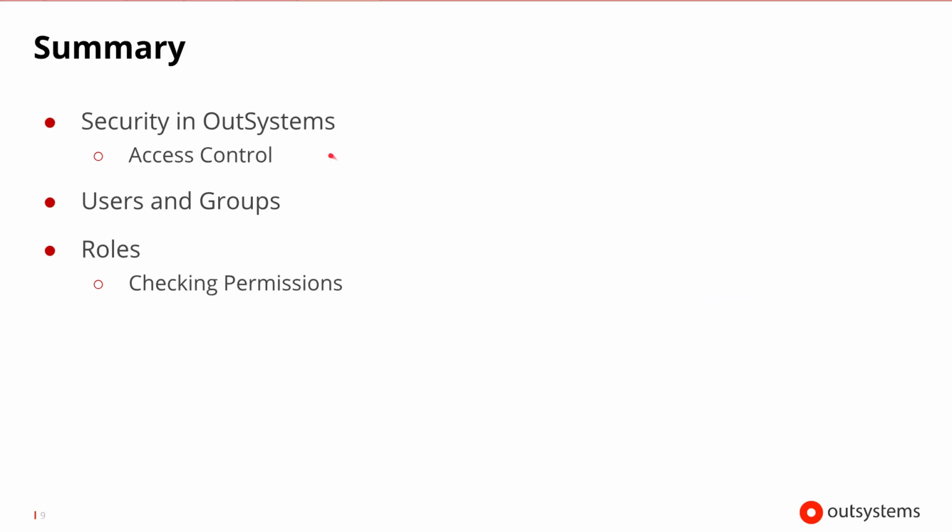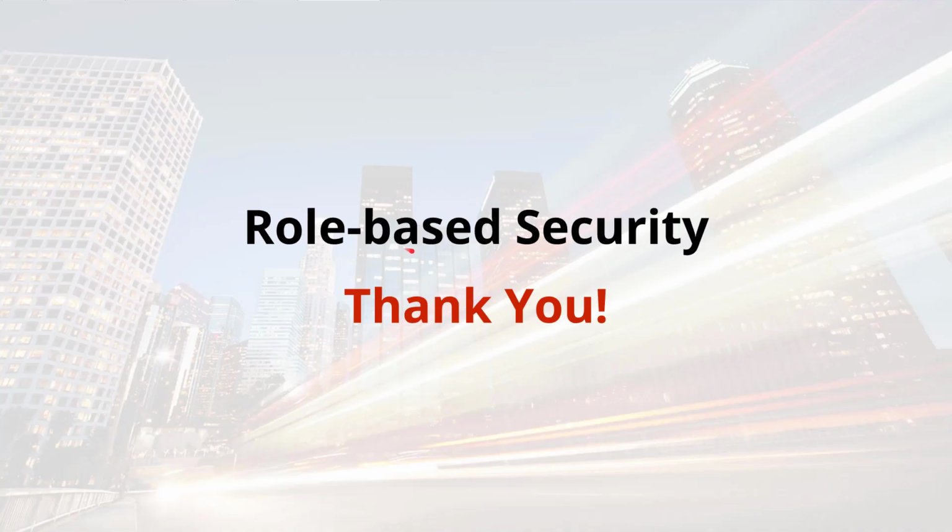So in this session, we talked about security in OutSystems, and we focused on the access control, which is really who can do what. And the who will be the different users and groups that might be in the user application, and what they can do will be the roles we define. And once they're assigned to those roles, we can check permissions as to whether those users should be allowed to do certain types of things. So that's it for role-based security.